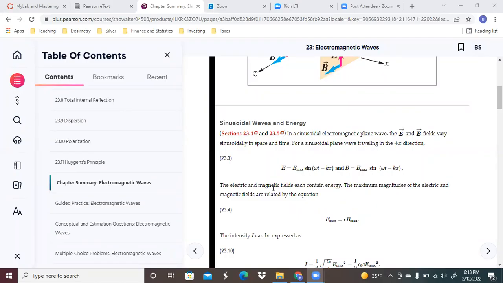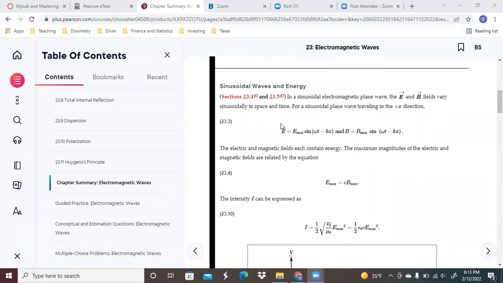So here we are in sections 23.4 and 23.5. We're going to look at sinusoidal waves as well as energy. So in a sinusoidal electromagnetic plane wave, the electric and magnetic fields vary sinusoidally in space and time.